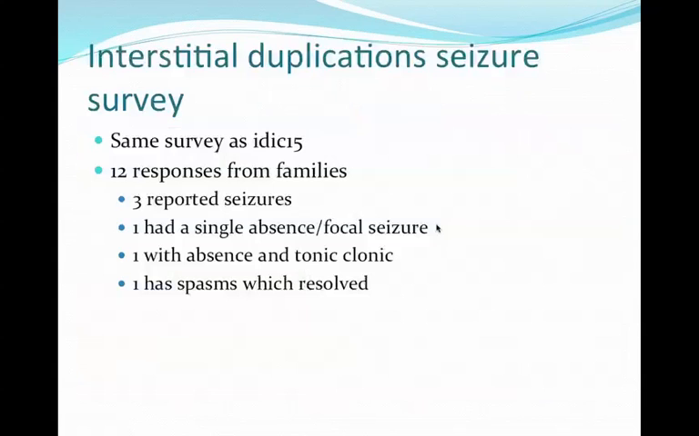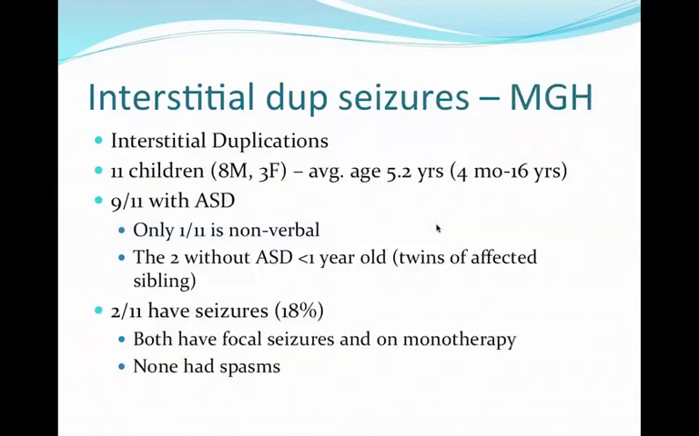If you take out the one that had just a single seizure, there's only 2 out of 12 that had seizures. And then from our clinic specifically, we had seen 11 kids with interstitial duplications at the time. 9 of 11 with autistic spectrum, but only 1 was nonverbal, as compared to the 42% of the kids with isodicentric. And only 2 of the 11 had seizures. Both were focal seizures. Both were on just 1 seizure drug and doing well.